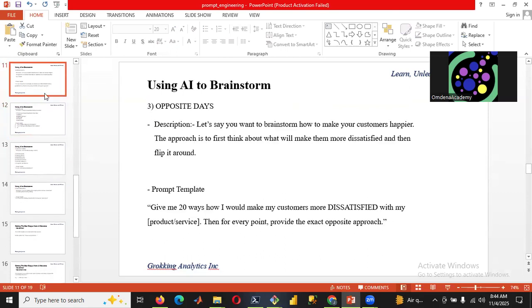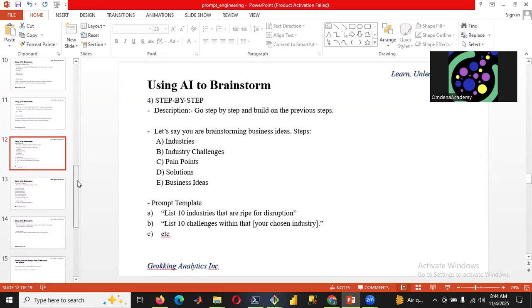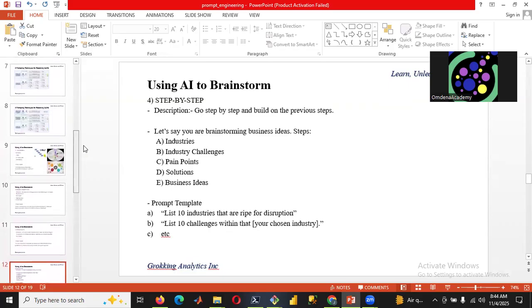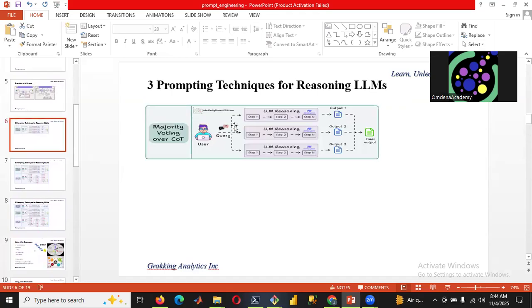So we've talked about opposite days, and now we talk about them step by step. There's the step-by-step approach. In this one, remember that we talked about an architecture earlier. On slide 12, you can see step 1, step 2, step 3. We can actually follow steps in reasoning like that.